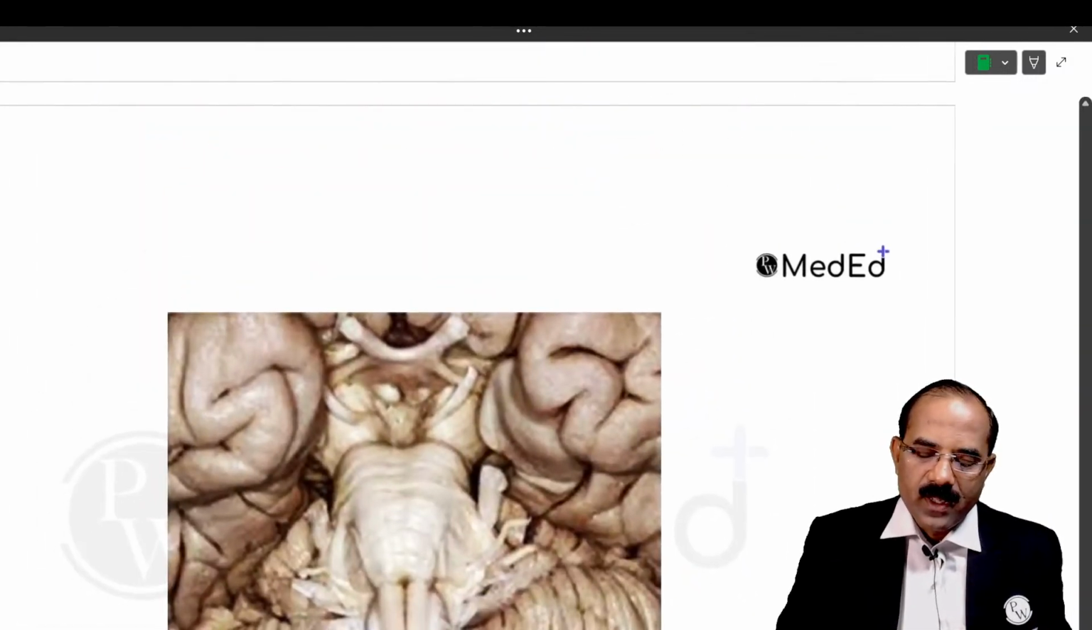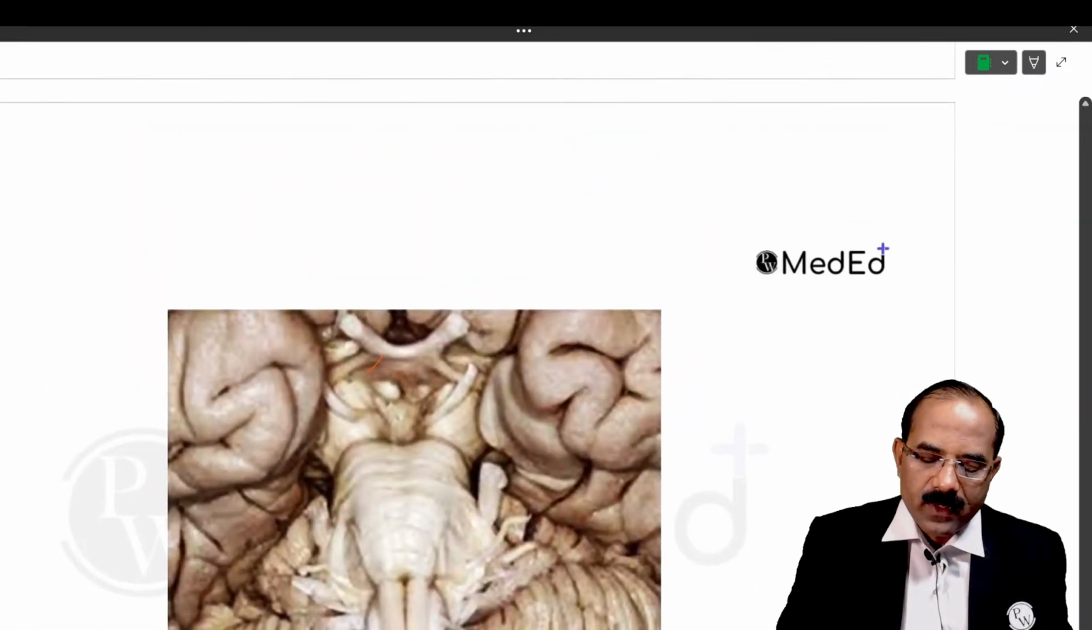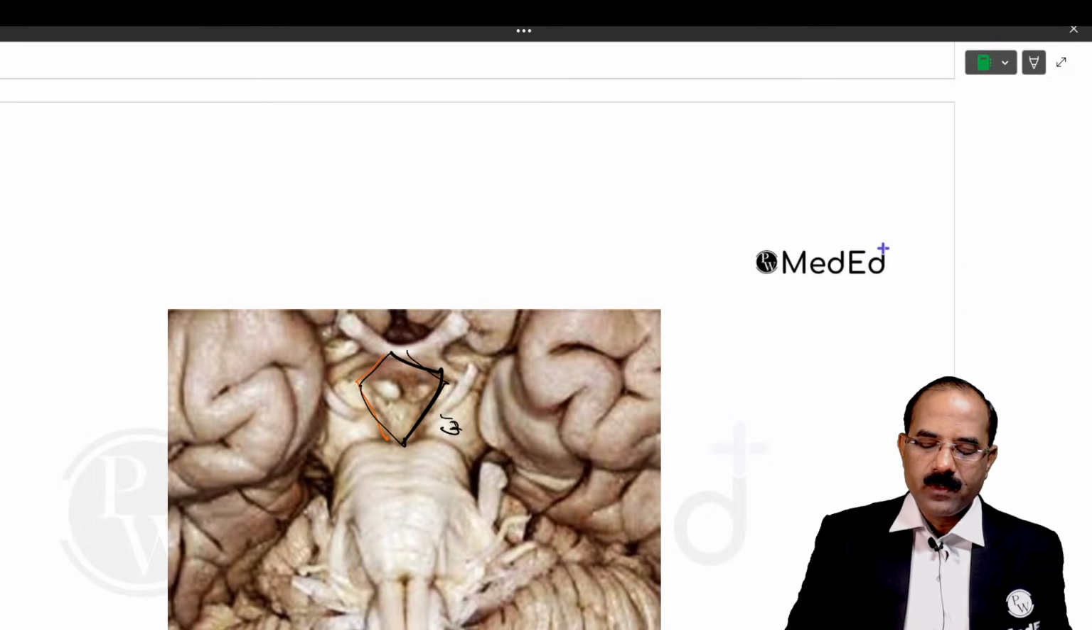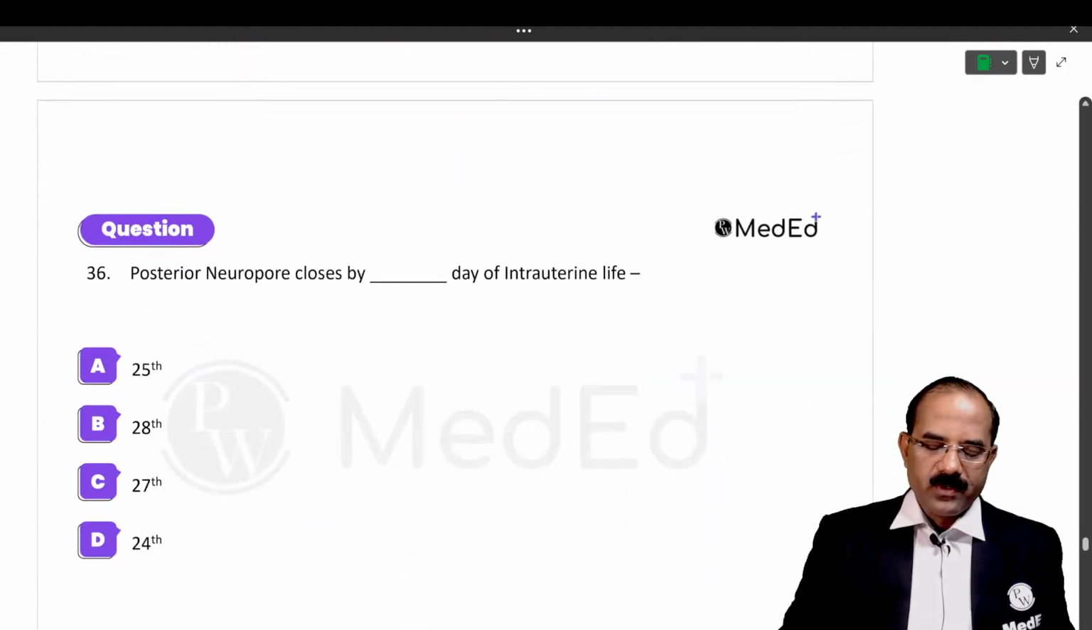ये देखिए, this area is the interpeduncular fossa. ये है interpeduncular fossa. ये है third nerve. Third nerve. ये है mammillary body. ये है posterior perforated substance. Fine. Okay, चलो, some MCQs left.